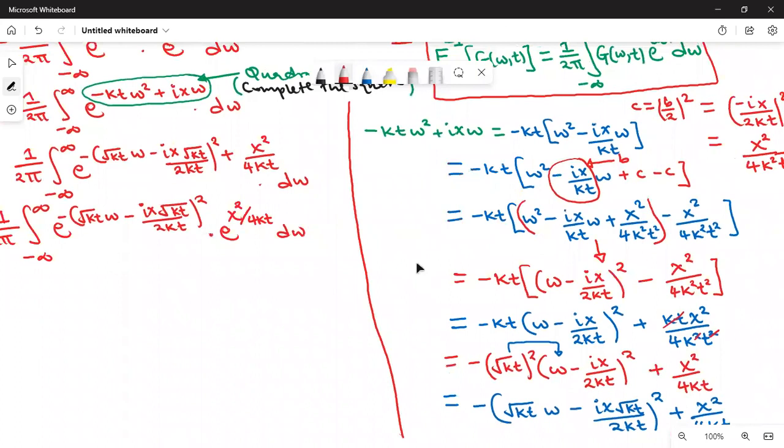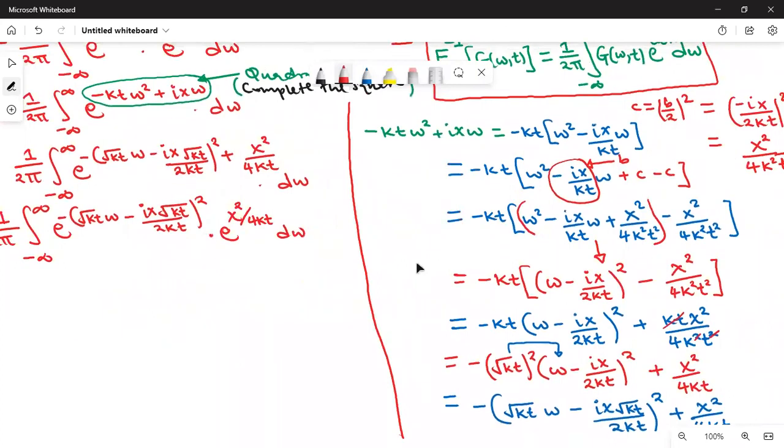We were adding c and subtracting c. So here it was negative. Then the negative kt will multiply so that we have positive kt. And then we missed out something somewhere. Let's just check. Look at the completing square. We added, and what were we adding? The value of c. We also subtract the same value of c.